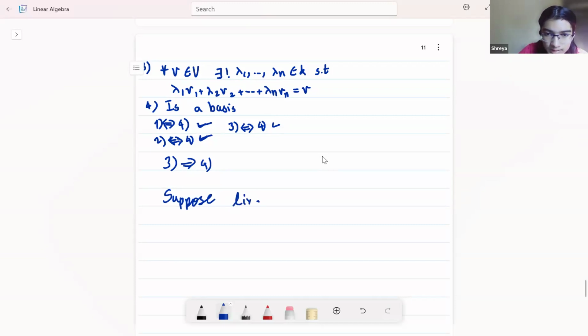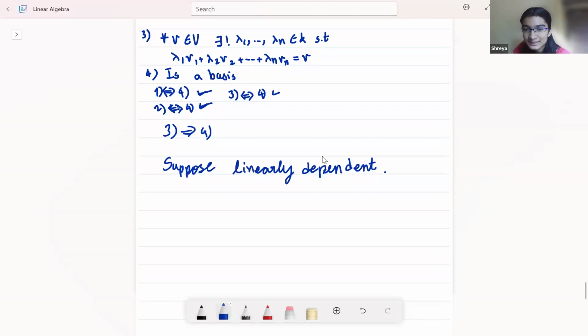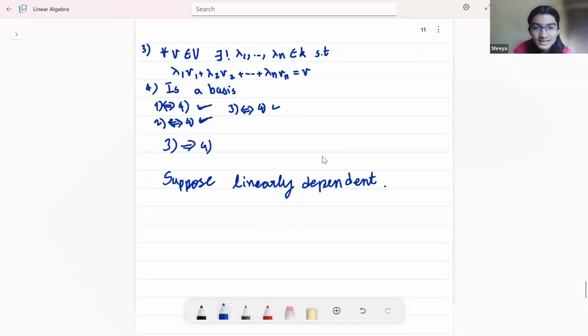So suppose it is linearly dependent. With linear independence arguments, there's sort of only one thing you can do, and that is proof by contradiction, because there's no good linear independence condition. So if it is linearly dependent, then that would mean that there exist some lambda 1 to lambda n, not all zero, such that the linear combination is equal to 0.